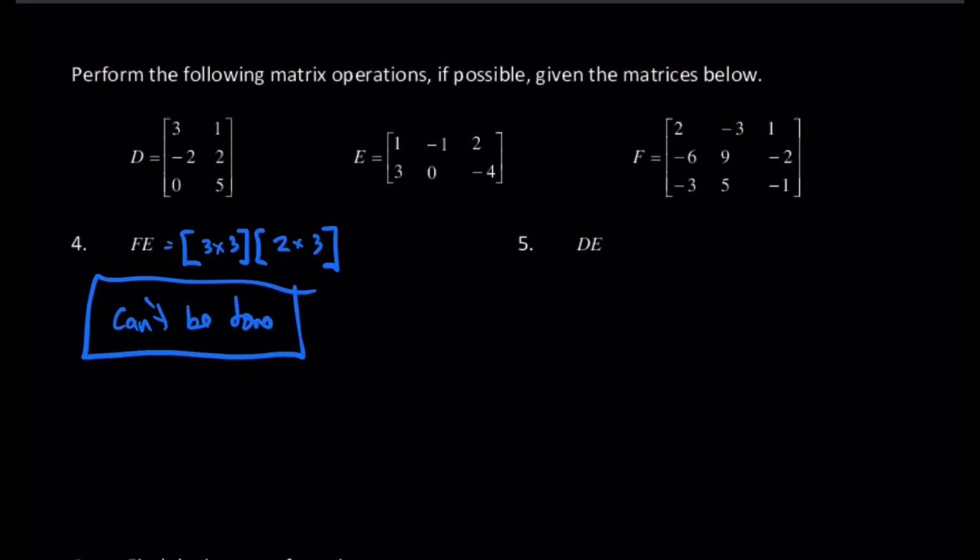Okay, again, make sure you just indicate it, don't leave it blank. DE. I'm guessing this is going to work because the other one didn't, but D is a 3 by 2. E is a 2 by 3. So yes, this will work because those two are equal. My resulting matrix is going to be a 3 by 3. There's a little bit of writing here.